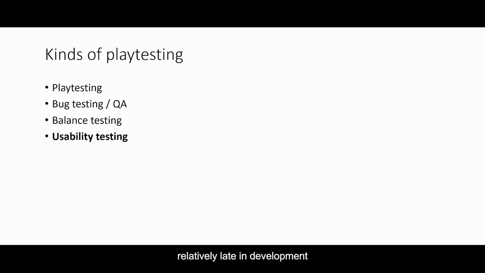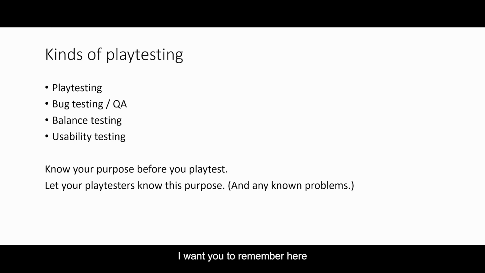This usually happens relatively late in development, along with balance testing, and for the same reason. When the mechanics change, the UI of the game also often changes to compensate. And the big takeaway I want you to remember here is that before you run a playtest at all, decide what the purpose of your test should be, because you may organize things a bit differently depending on what kinds of problems you're looking for.